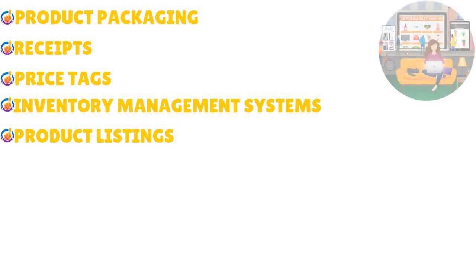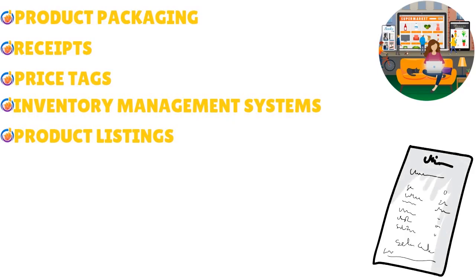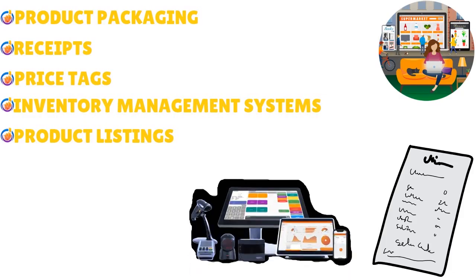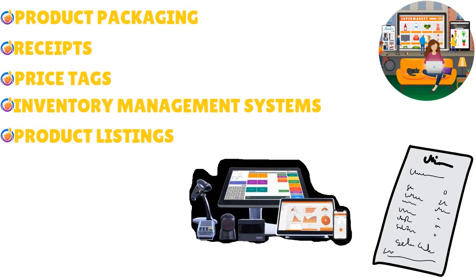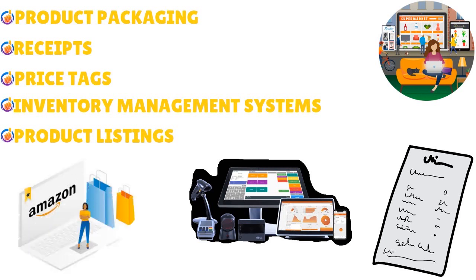What about price tags? Retailers use SKU numbers on price tags, especially when selling in store. Then you have receipts. So when you sell a product, the receipt may list the SKU number alongside the product description. You also have inventory management systems. So your inventory management system or POS, point of sale system, will have SKU numbers for all your products. And you also have product listings. So Amazon and eBay, and also, by the way, Etsy sellers typically include SKU numbers in the product details shown in their listings.